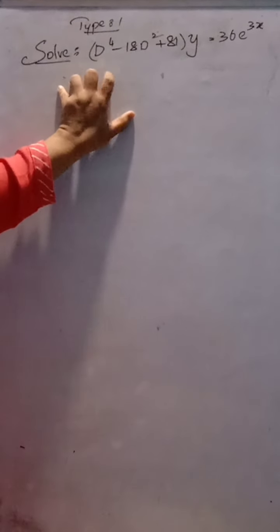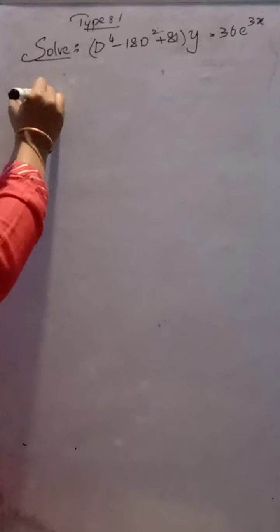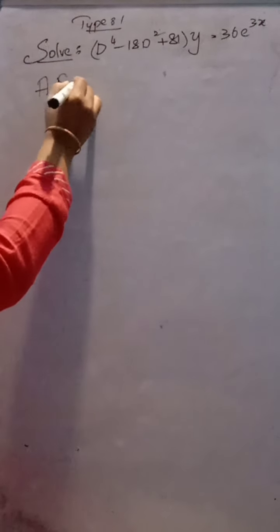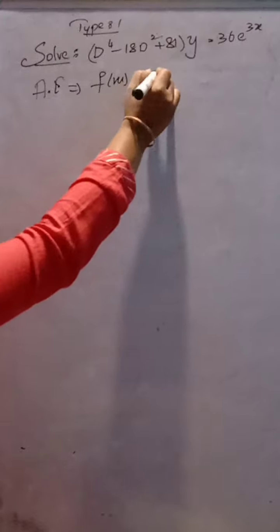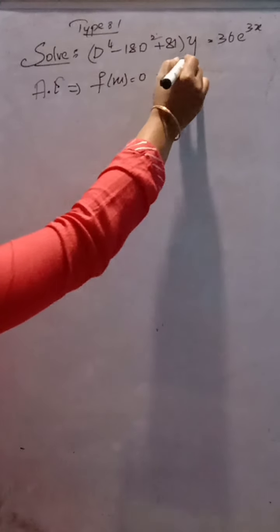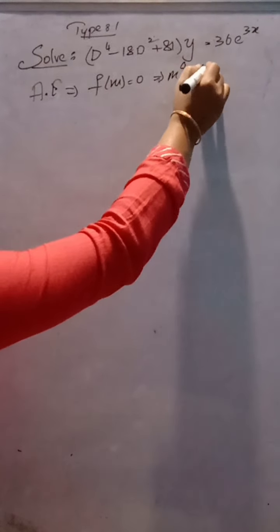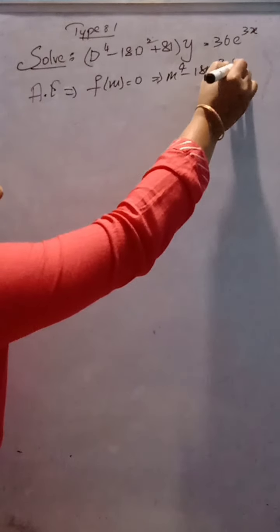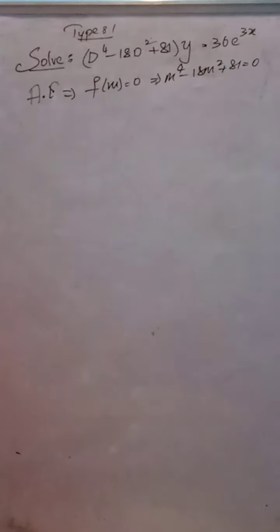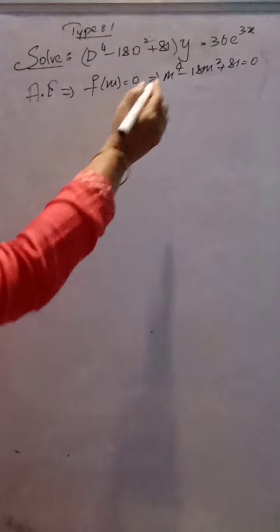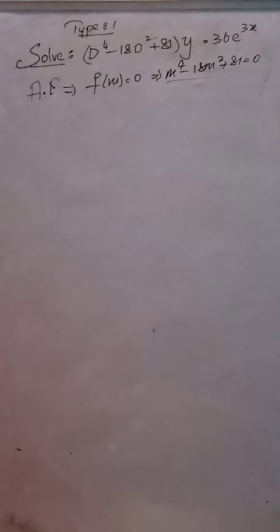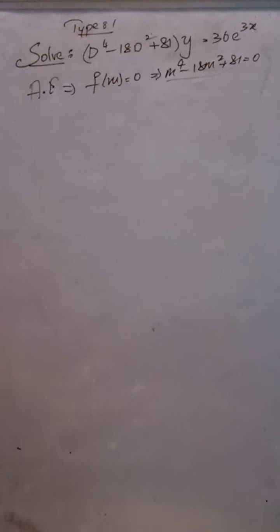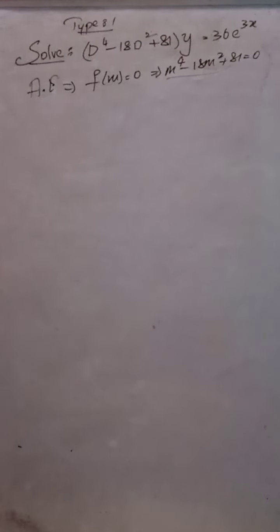So let us write the next step directly, given by the auxiliary equation. The auxiliary equation for the given question is given by f of m is equal to 0, that is m raised to 4 minus 18m square plus 81 is equal to 0. How do you solve this? This is a biquadratic equation. Even though it's a biquadratic equation, you can put it in the quadratic equation form.